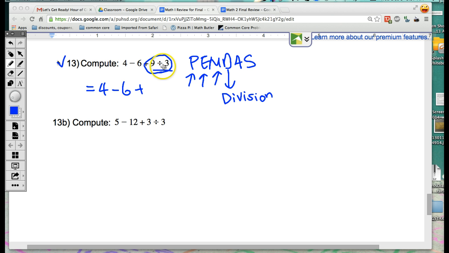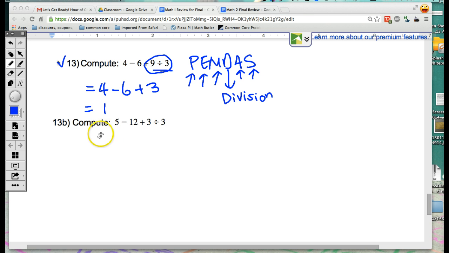9 divided by 3 is what? 3. So then now it's addition and then subtraction, right? So we can do everything in order. What's 4 minus 6? Negative 2. And what's negative 2 plus 3? Positive 1. So therefore your answer is 1.